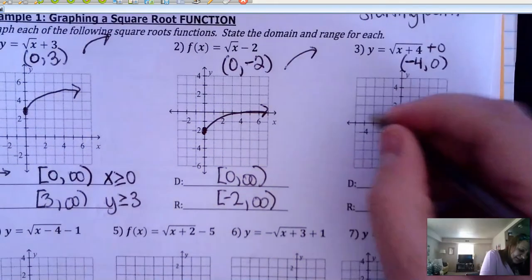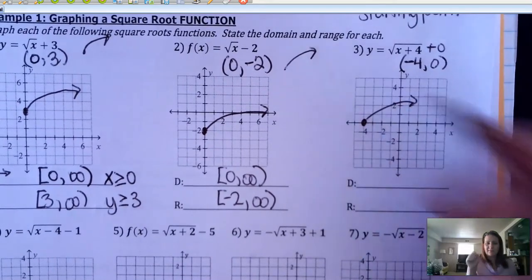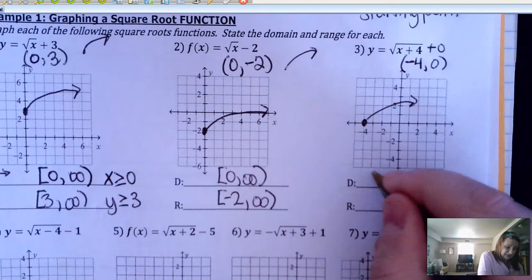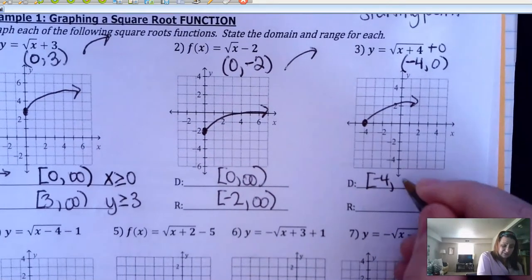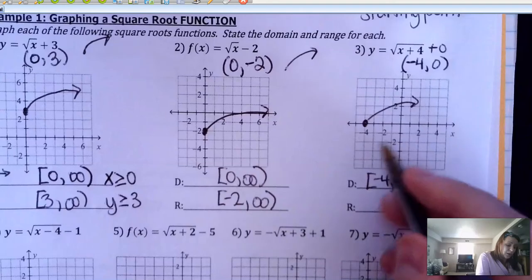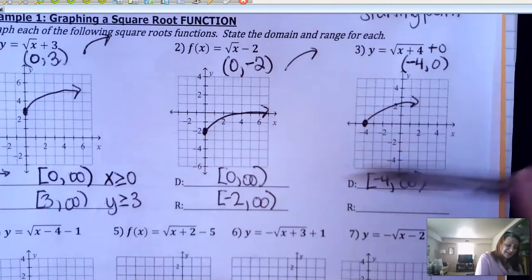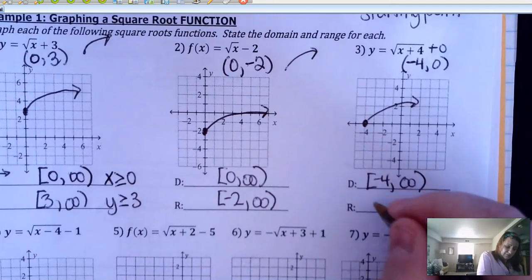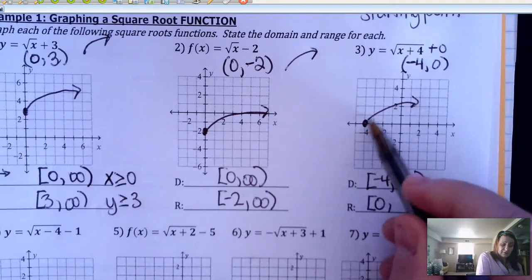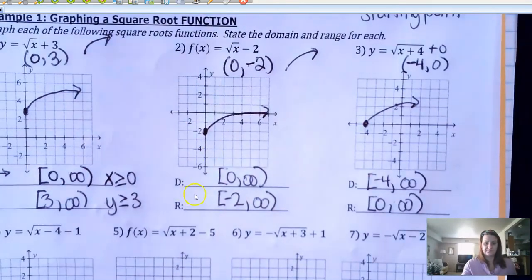So here's my starting point, positive square root of x, same general shape, the top half of that sideways U. The first x value I touch is -4, and it points to the right forever, so to infinity. The first y value that I touch as I'm approaching here at this point is 0. And these are brackets again because I actually have a point there. This gradually goes up, but it does point up forever, so that's going to infinity.